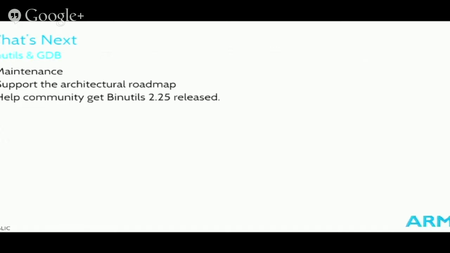GDB and binutils, we don't have much planned. We will support the architectural roadmap as architecture comes out, and v8.1 has been released, but apart from that, we haven't got much planned for GDB and binutils. Maxim. Other binutils features or problems left to fix for ARM or ARM64? I don't. We aren't aware of any major ones.